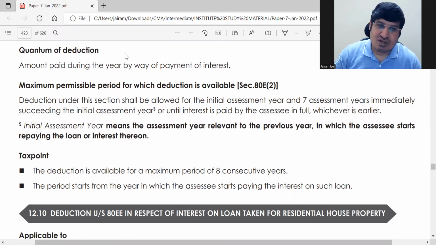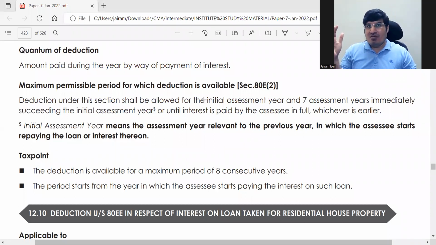Okay. So quantum of deduction, whatever you have paid for interest, that will be deductible. And then, until when? Because this is interest, right? You will have a principal, and you will be paying interest. So how long will you get this deduction for one loan? We'll get it for 8 years.